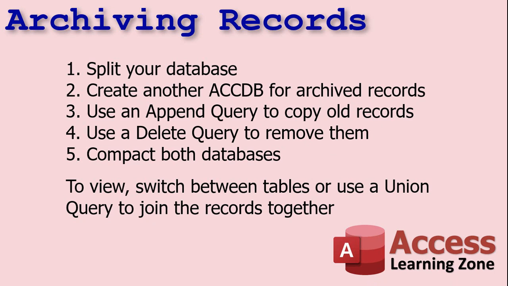database file. So in a nutshell, here are the steps. First, split your database. You've already done that, so you're good. I would put your contacts by themselves in their own ACCDB file, which it sounds like you've already done. Step 2, we're going to create another ACCDB file just for the archived records. If we take all the old ones and move them there, that'll free up a lot of space in your primary database. Then we're going to use an append query to copy the old records to the new archive table. We'll use a delete query to remove them from the original database, and then we'll compact both databases, and you should get a lot of space back.